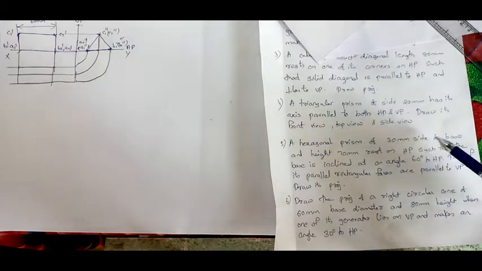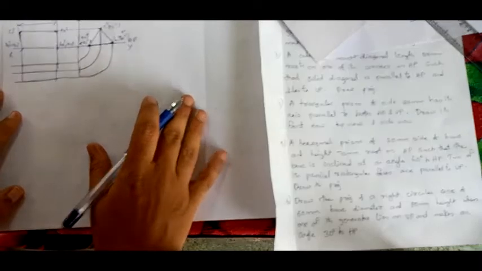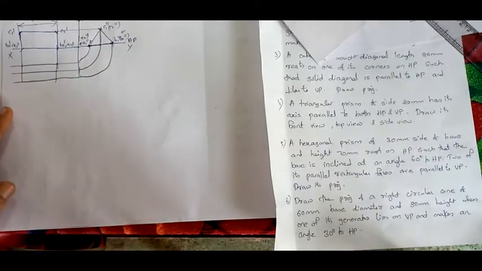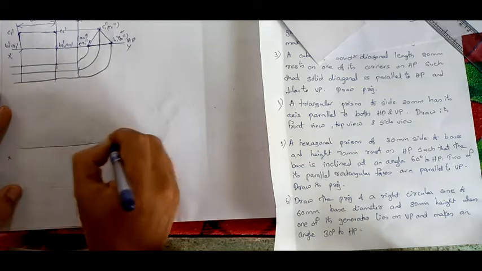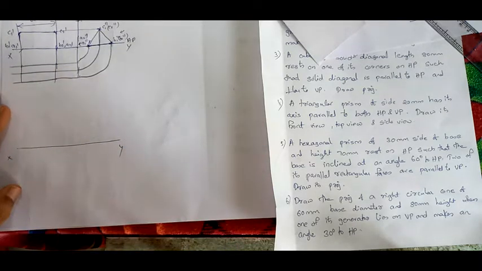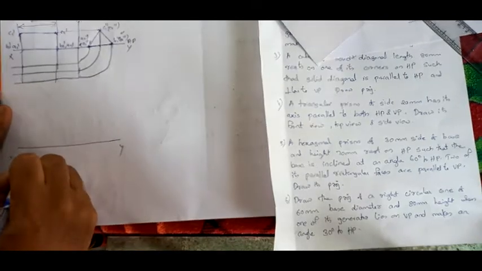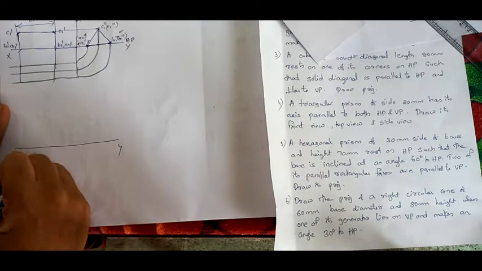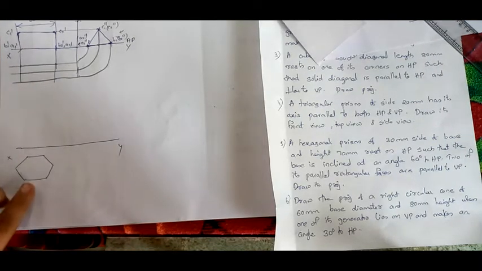So first it's a hexagonal prism, resting on HP, right? It's resting on HP such that the base is inclined at an angle 60 degree to HP. Now we will draw the XY line here. Hexagonal prism of 30 mm side such that base is inclined. Now, since it's resting on HP, in the top view we will be seeing the hexagon. So I am going to draw the hexagonal prism like this. See, both sides are corners. So why I have drawn like this, I will explain.